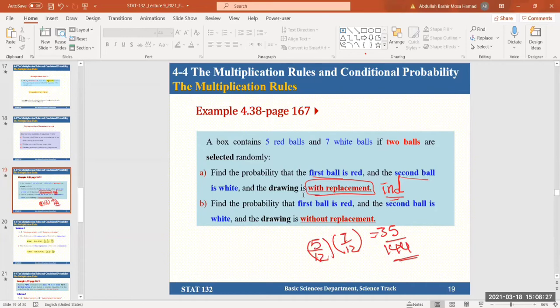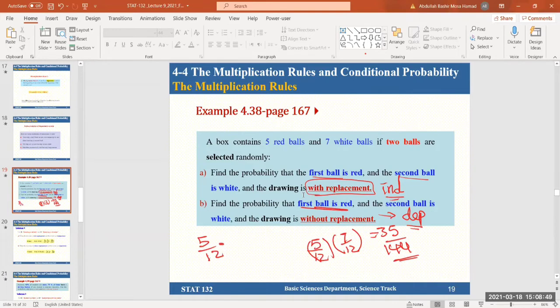Okay. Same question, but without replacement. Without replacement, these two events are dependent. So in this case, the probability of the first ball is the same as before. The first ball is red is 5 over 12.